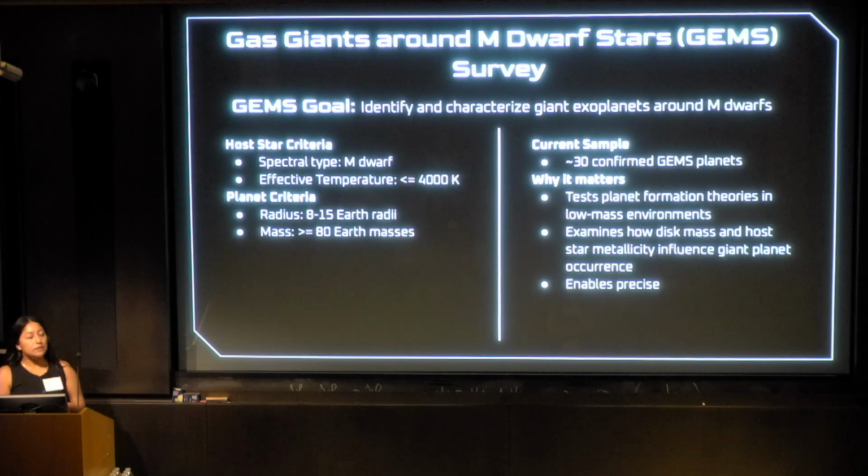The GEMS survey is a research project dedicated to discovering and studying gas giant planets orbiting these M-dwarfs. These stars are relatively cool, less than 4,000 Kelvin, and the planets in the survey are quite large, about 8 to 15 times the Earth's radius, or 80 times the Earth's mass. So far, we've confirmed about 30 GEMS. Understanding them helps us test ideas about how planets form in environments very different from our own solar system.